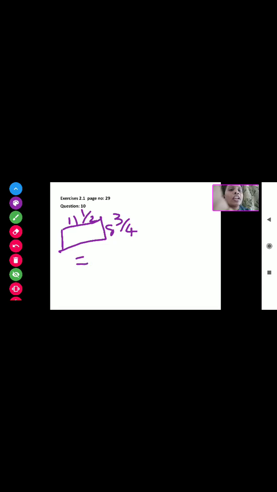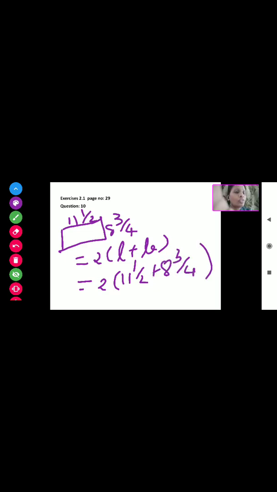Perimeter of a rectangle is like this: 2 into, in the bracket, L plus B. So 2 in the bracket 11 1/2 plus 8 3/4. Again you have to convert both of them into proper fractions. For doing addition you have to find the LCM. Then you have to convert into equivalent fractions. Then you can add both of them and then multiply the answer by 2. So you will be able to find the perimeter of the rectangular paper. Like this you can solve this sum.